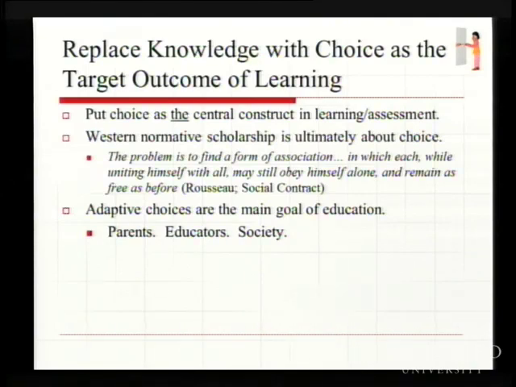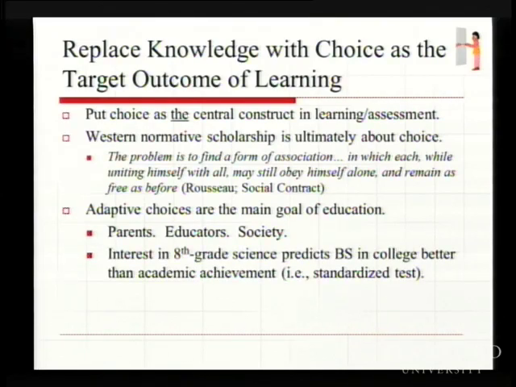Society, I think, cares about choice. This is why we vote. It's all about making choices, deciding where to spend our money. Not a very profound choice, but an important one. It also turns out that interest in eighth grade science predicts whether you get a bachelor's in science better than your academic achievement, your standardized tests. The reason interest makes a difference is because interest drives the choices you make. So interest is a better predictor of learning than knowledge, at least as measured by achievement tests.